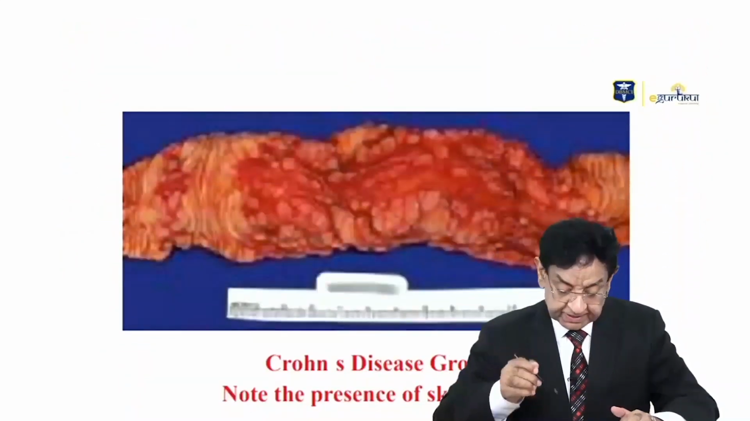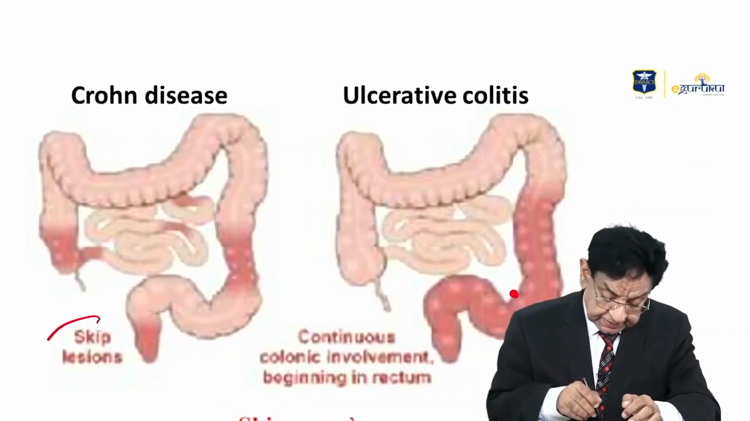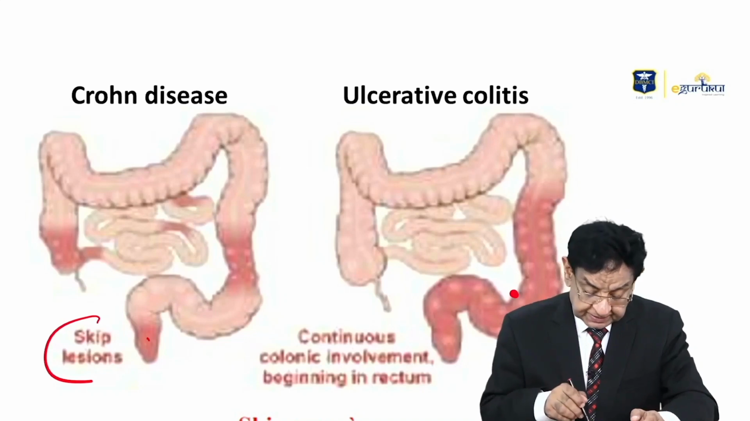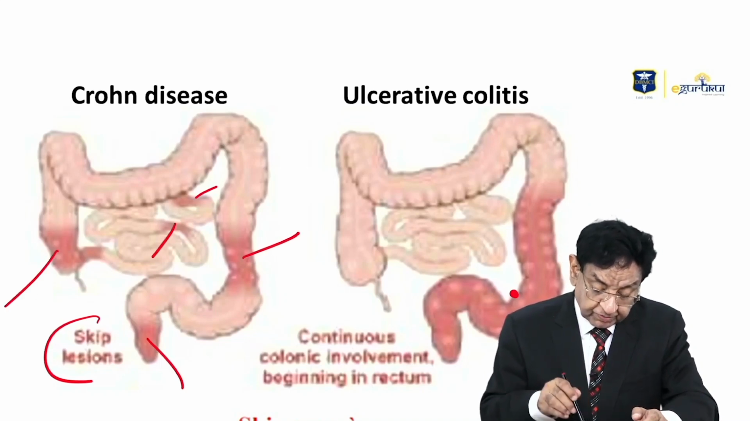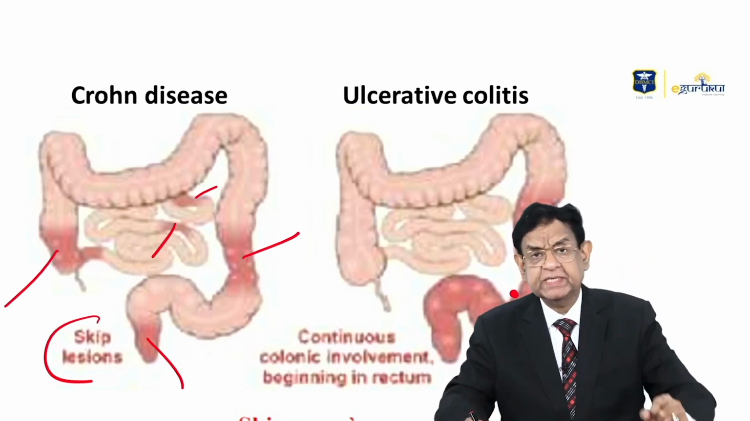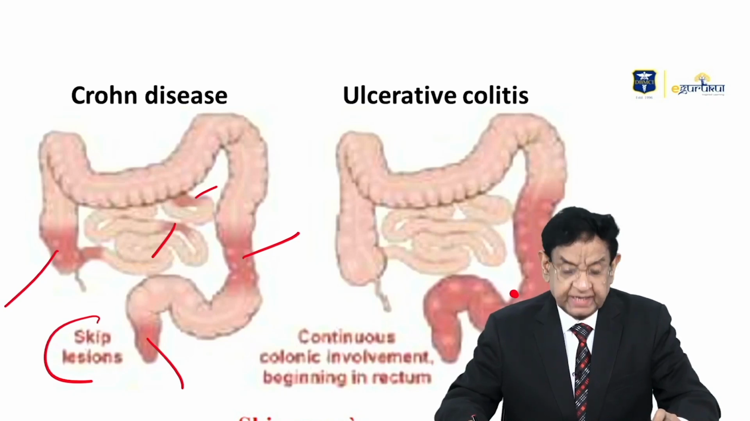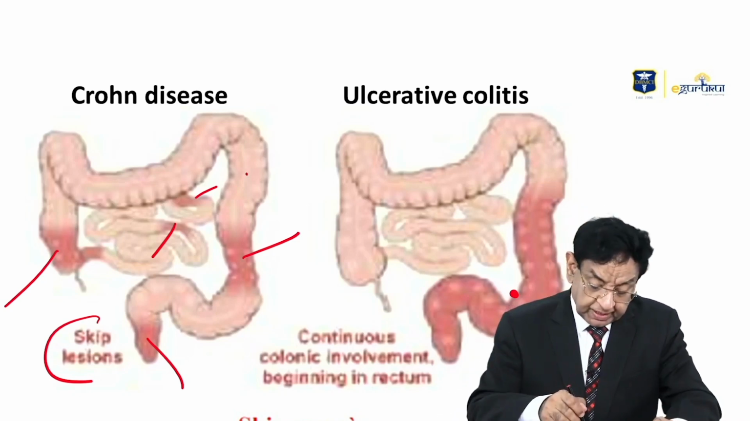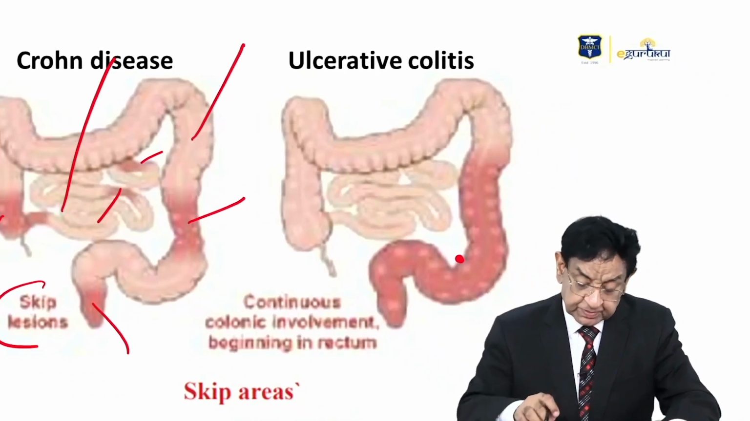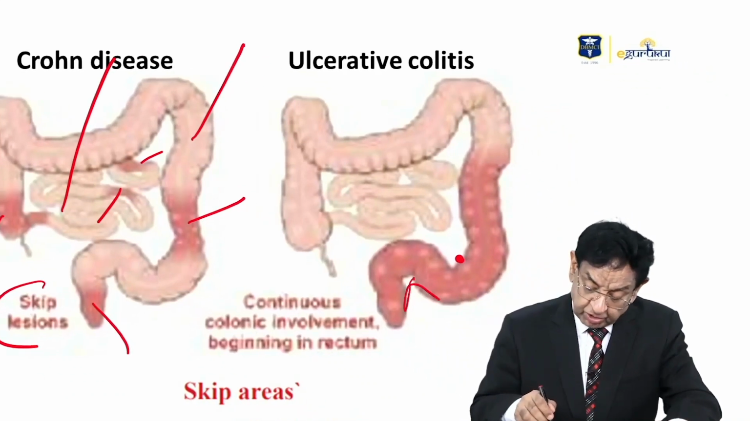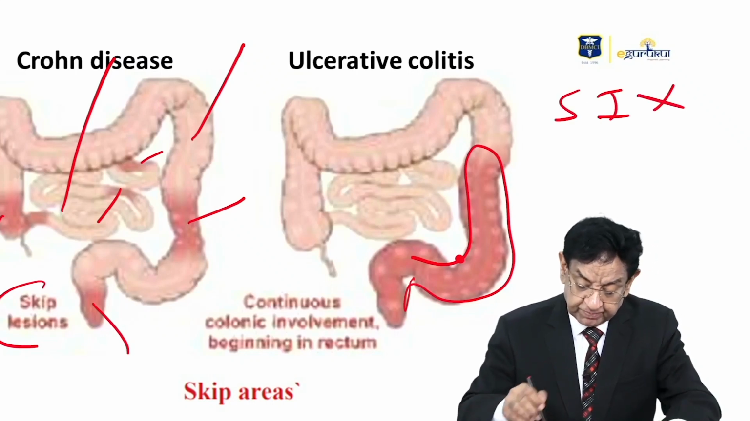This is a skip area that we see. You can see skip areas in between. In Crohn disease, skip areas are seen. This is involved, this is involved, this involved. Patches are involved. In between, the intestine is normal. And one more thing you note, it is involvement of large intestine as well as small intestine. This is in contrast to ulcerative colitis, where the involvement is continuous and the small intestine is not involved.